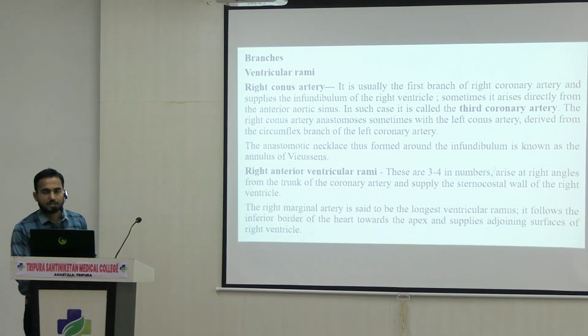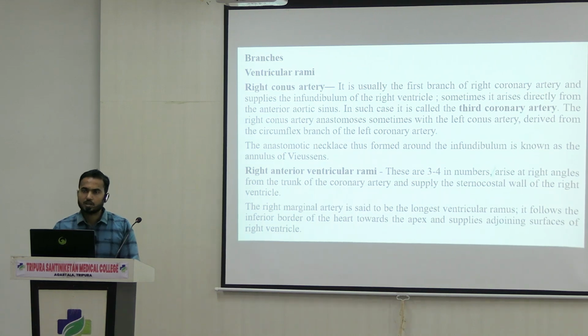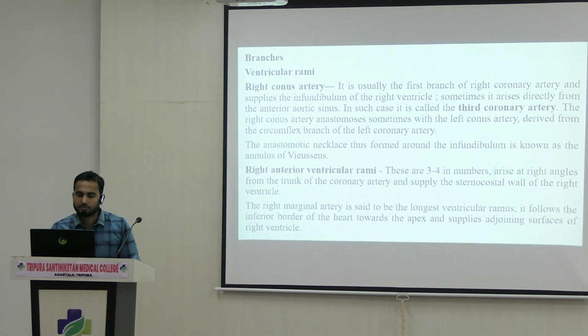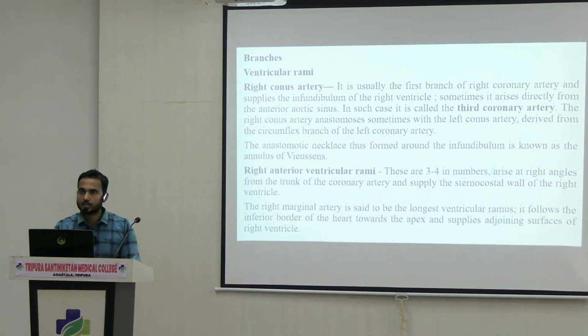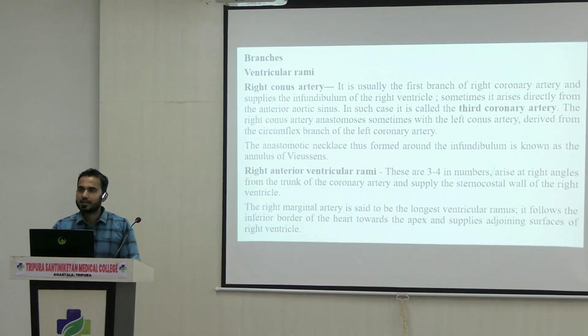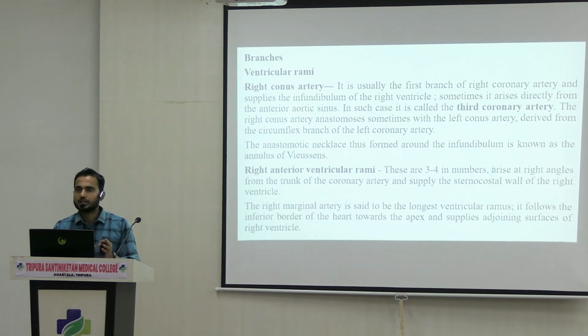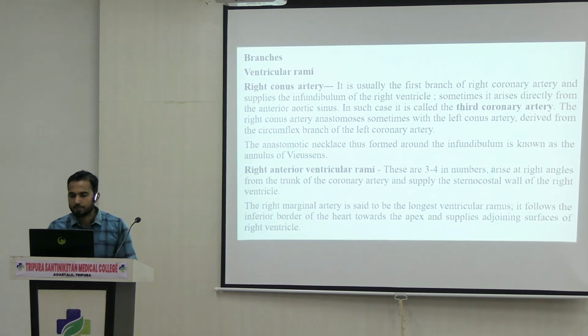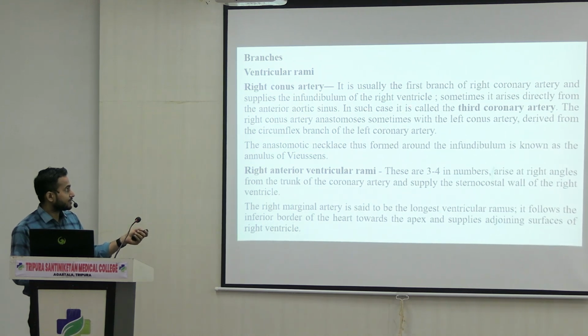So first here we are getting the ventricular rami. Under ventricular rami there are different branches present. The first branch is the right conus artery. In the case of the right coronary artery, how are the branches divided? They are divided into atrial rami and ventricular rami. Now in ventricular rami, first we are getting the right conus artery. This right conus artery will be supplying the infundibulum of the right ventricle.